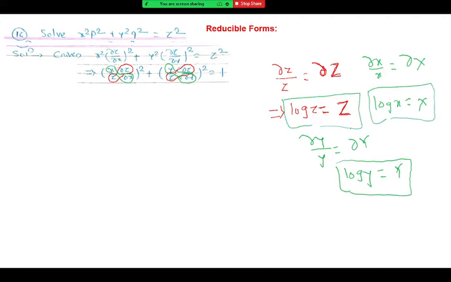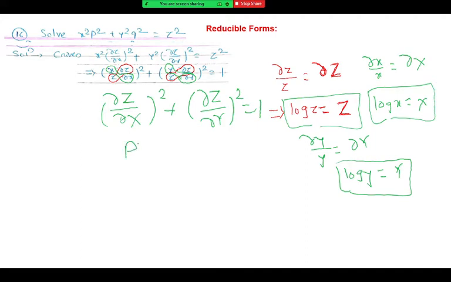So by this substitution, what happens? This dou z by z becomes dou capital Z, and this dou x by x becomes dou capital X, and that becomes bracket square, plus (dou z by dou y) bracket square equal to 1. And now if we use dou capital Z by dou capital X as capital P, it's capital P square plus capital Q square equal to 1. And now you can tell me what is this form? Case 1 to 4, which one is the case?